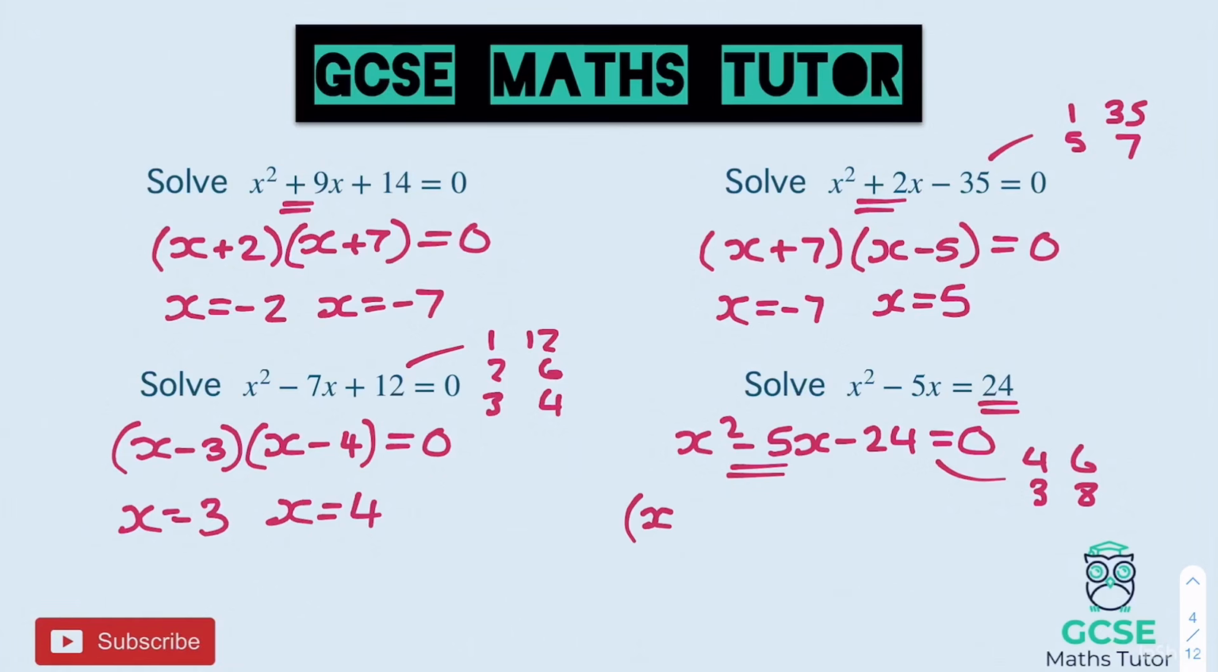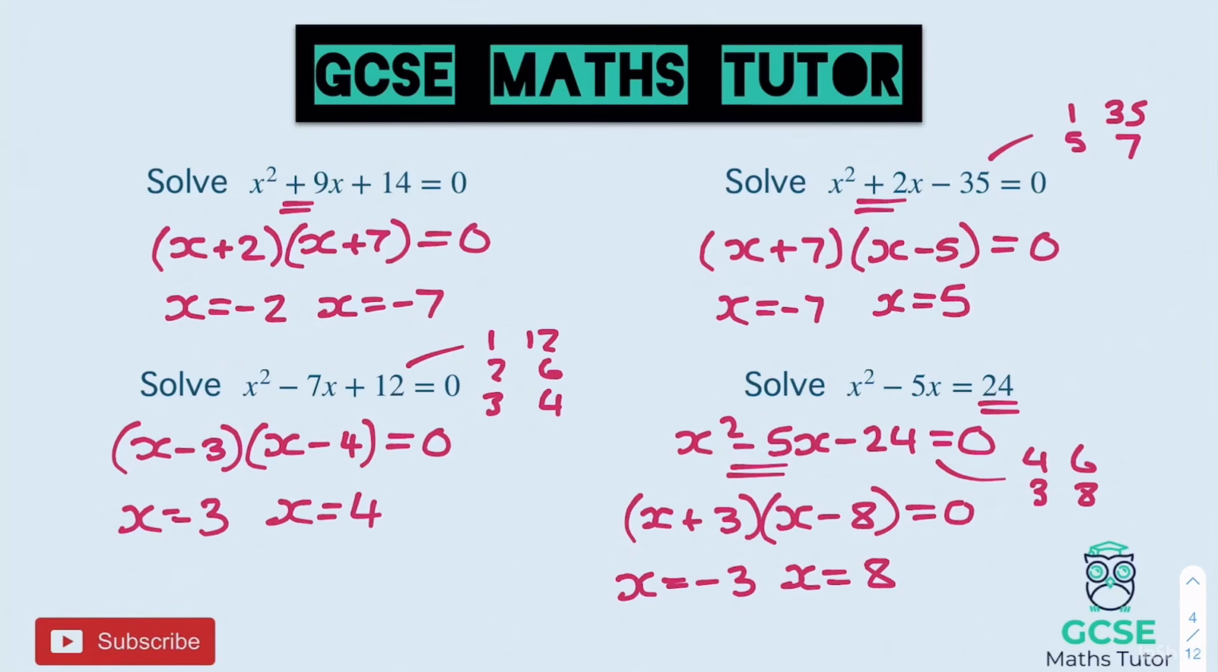So we've got x plus 3, x minus 8, that equal to 0. And in our two solutions there, we get x is equal to negative 3 and x is equal to positive 8. There we go, and there's also all our solutions. That's how you solve a quadratic equation.